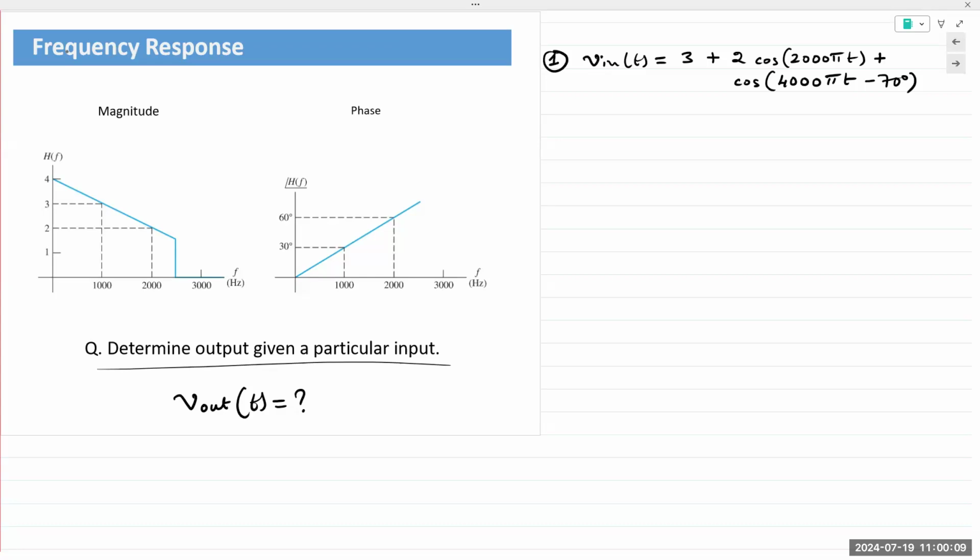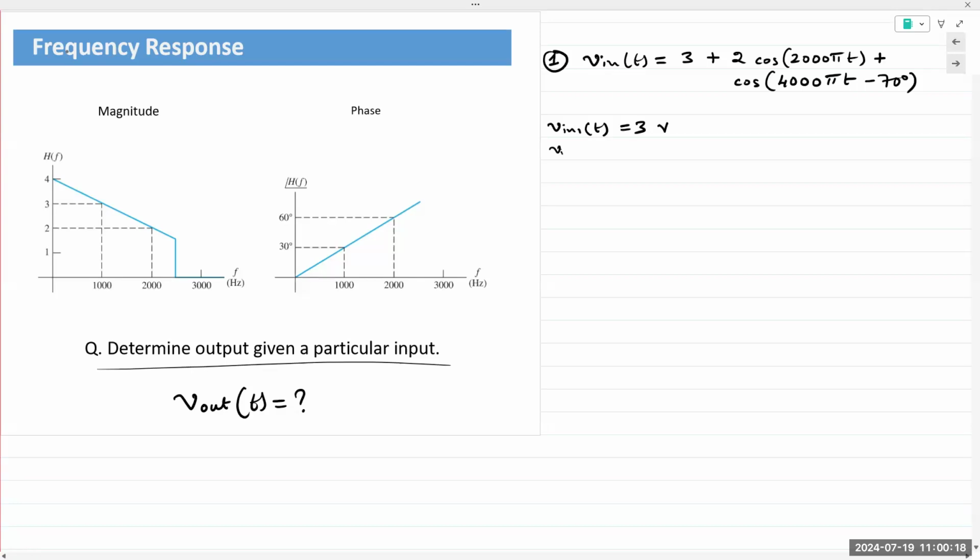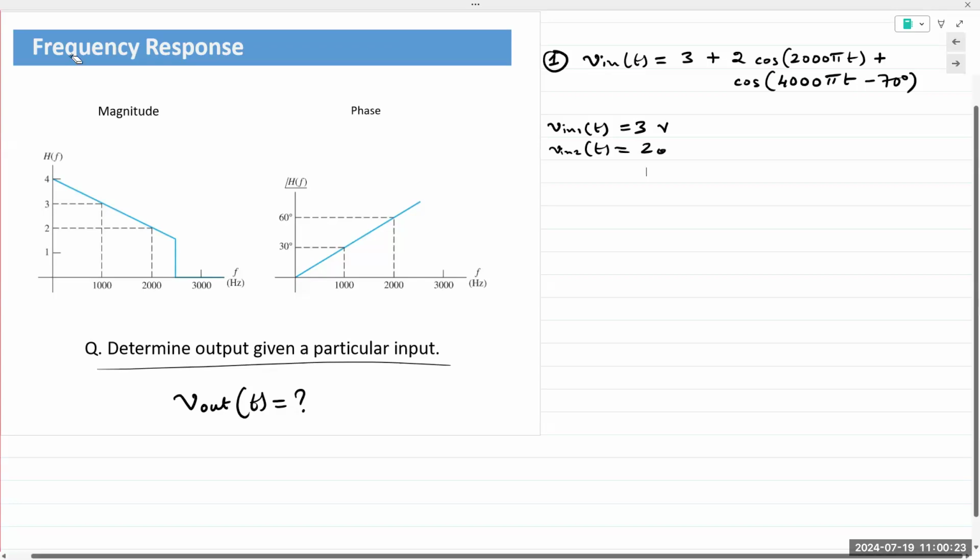And so if V in of t is 3 components, we'll break it up and analyze it 1 at a time. So V in 1 of t is 3 volts. V in 2 is 2 cos 2000 pi t volts, and V in 3 is cos of 4000 pi t minus 70 volts.